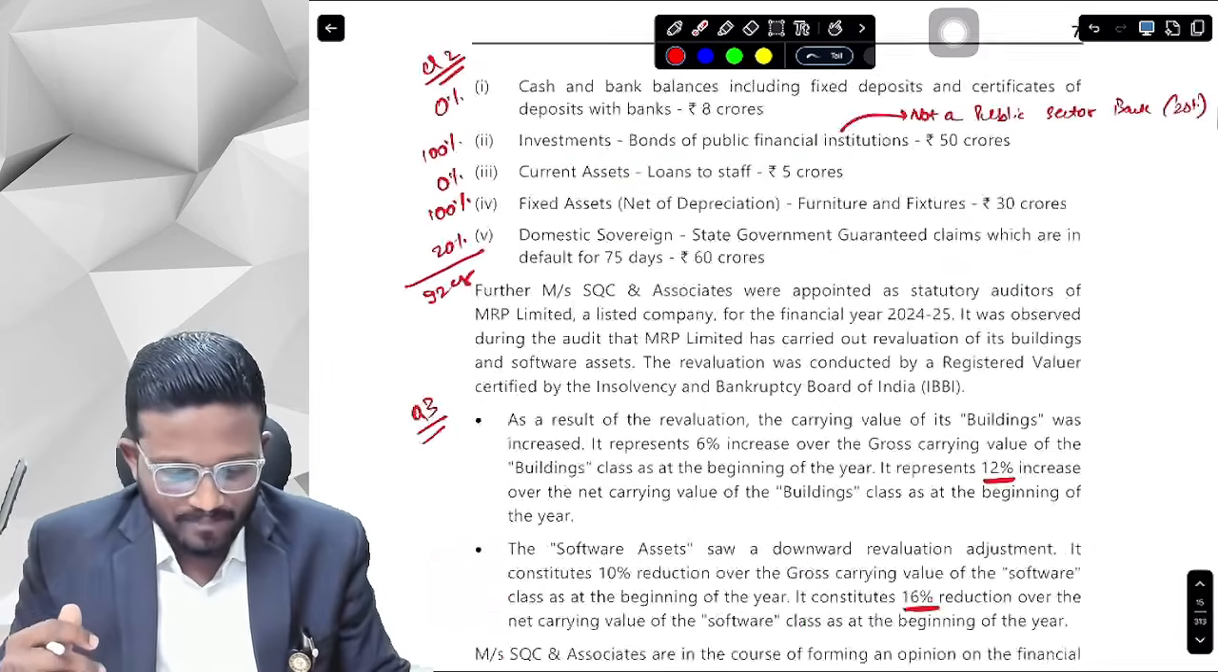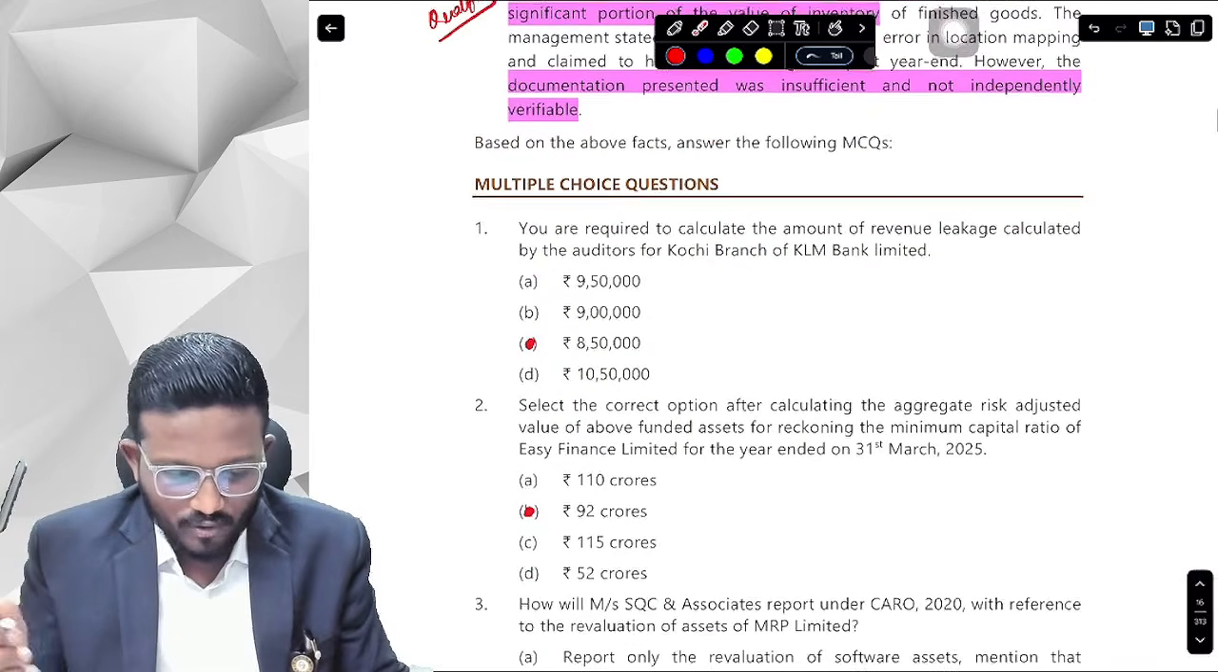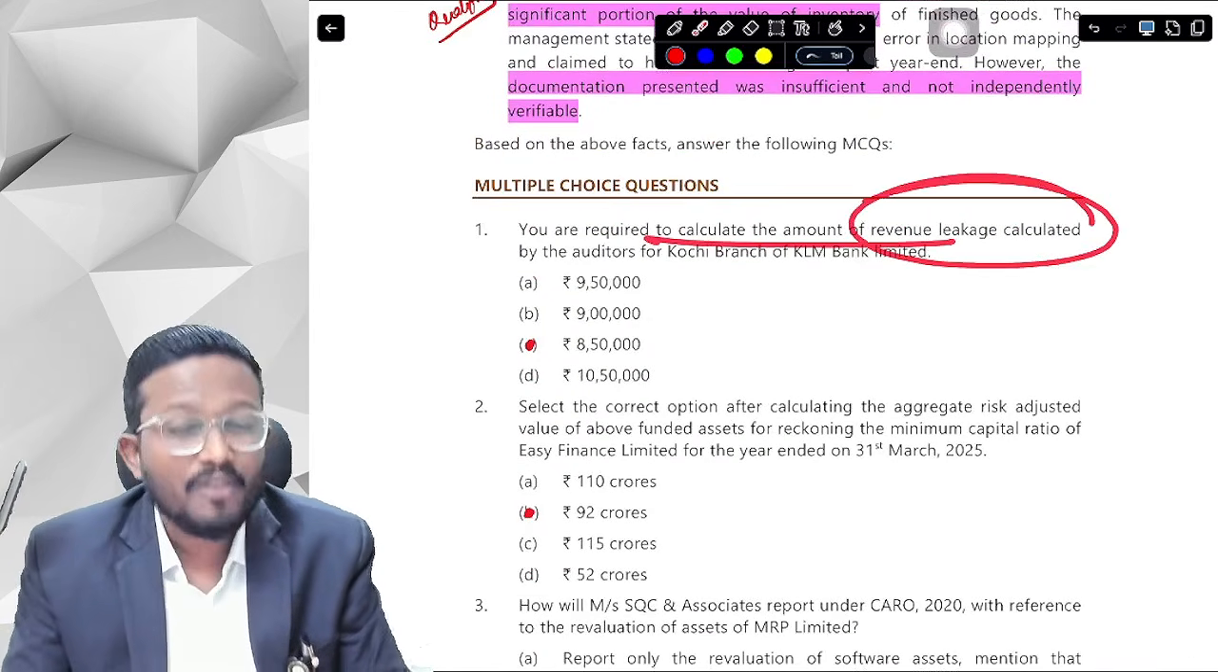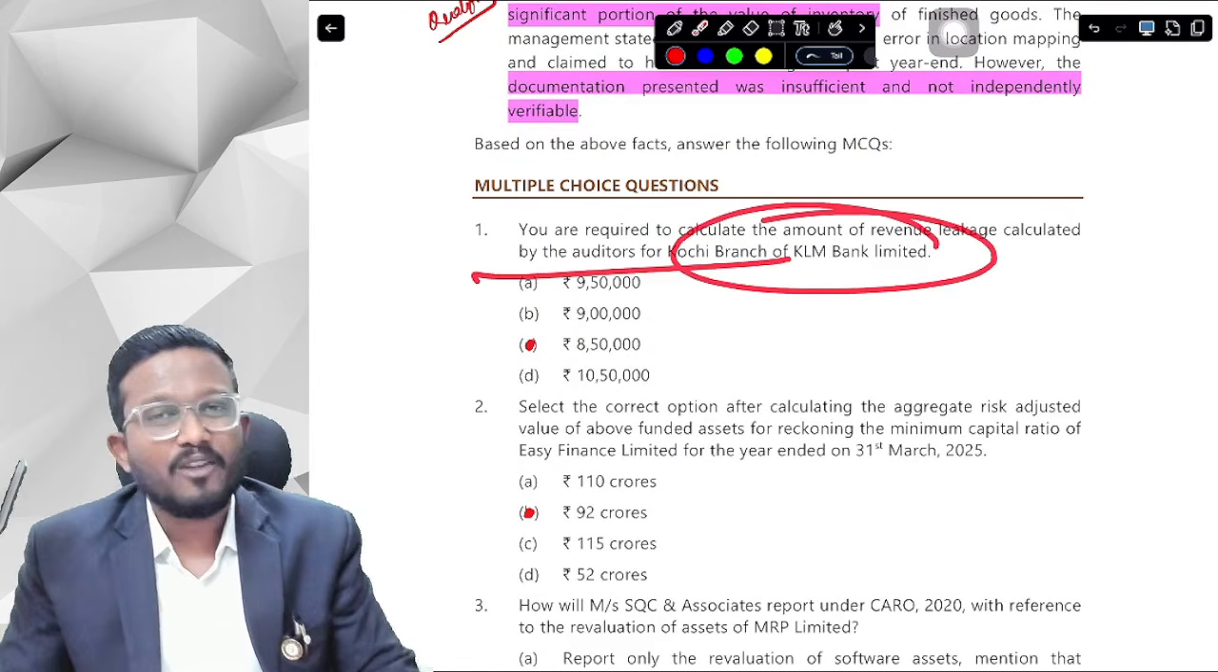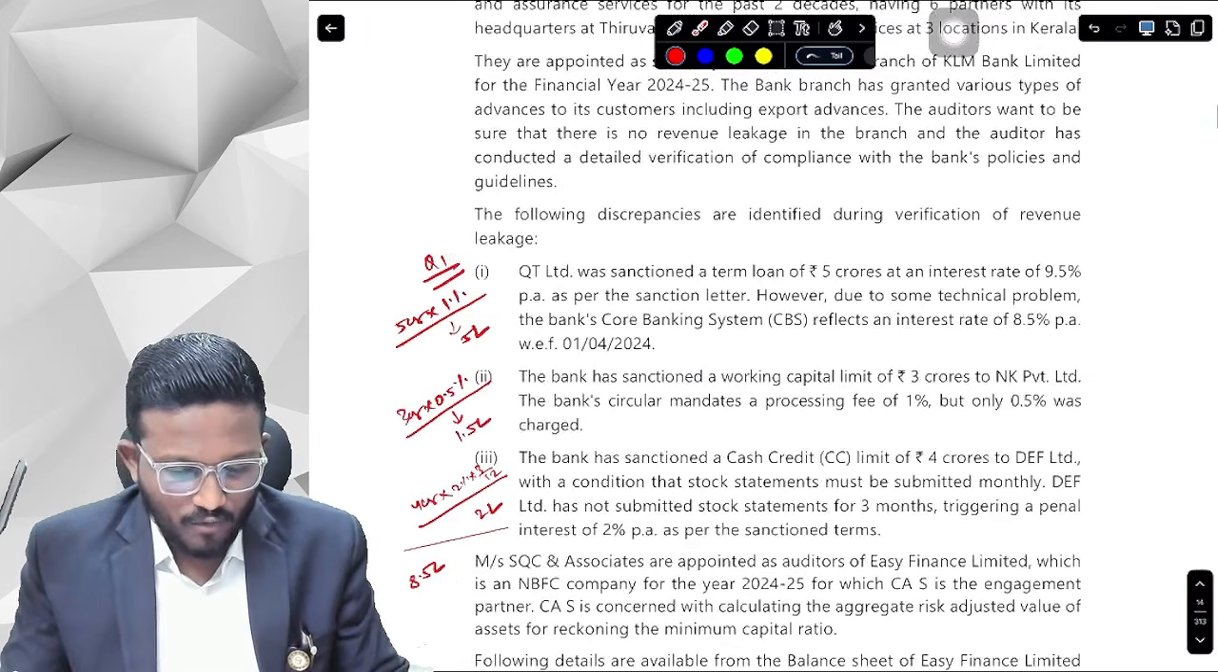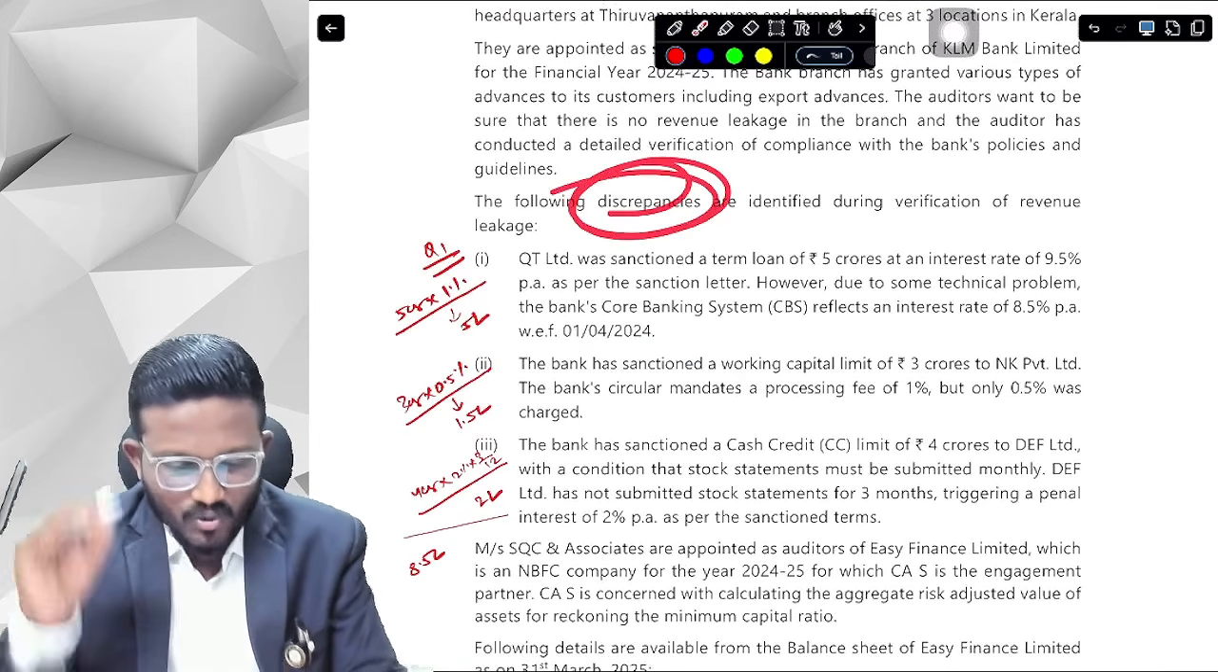Okay, yes sir, let's go. First of all, first question: what does it ask? It asks that we need to calculate the amount of revenue leakage for this particular bank. So what has happened over here is there is some discrepancy. What is the discrepancy, sir?